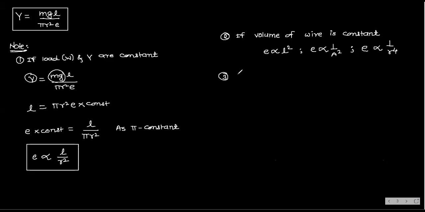Now next one, elongation. E is equal to mgL by, you can see from this formula, pi r square into Y, or you can write like this also, that is mgL divided by area into Young's modulus. Okay, right?